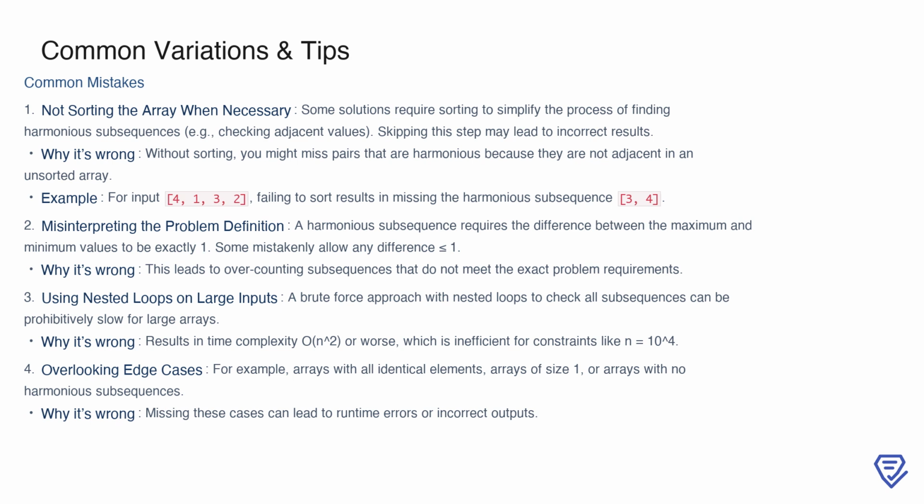Lastly, overlooking edge cases, such as arrays with all identical elements, arrays of size 1, or arrays with no valid harmonious subsequences, can lead to runtime errors or incorrect results. These are critical aspects to watch out for when solving this problem.